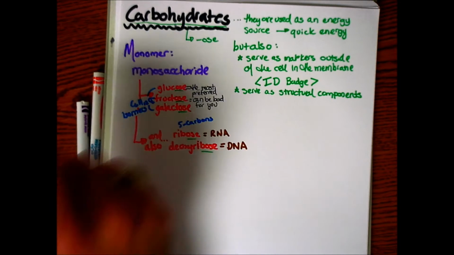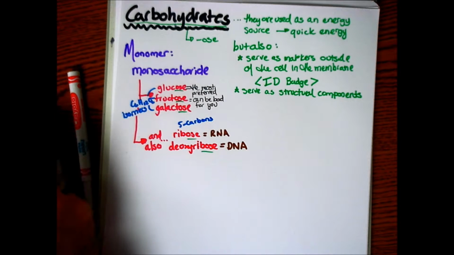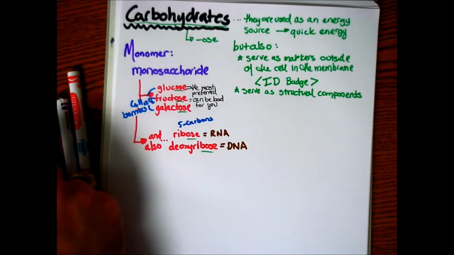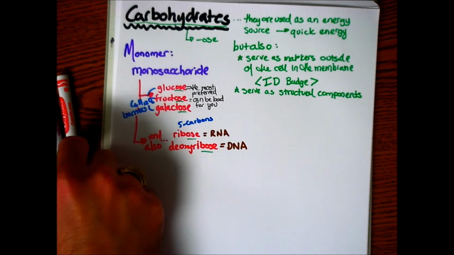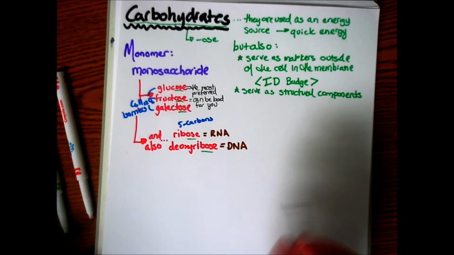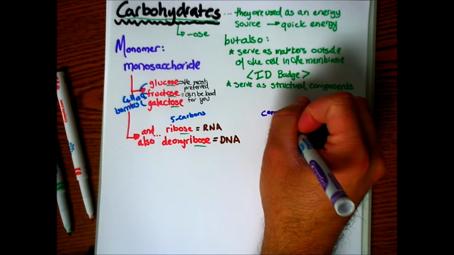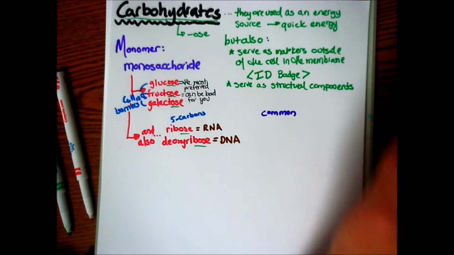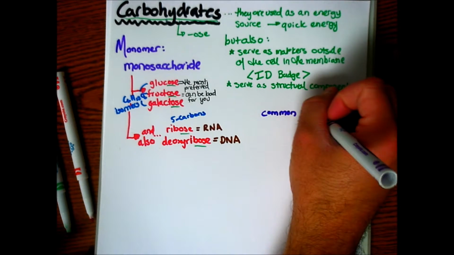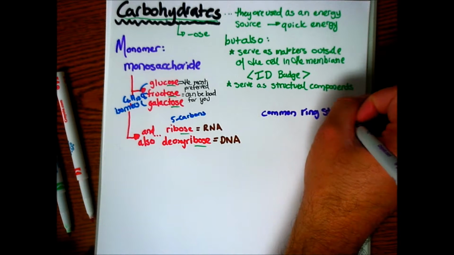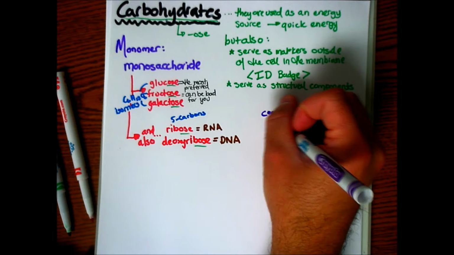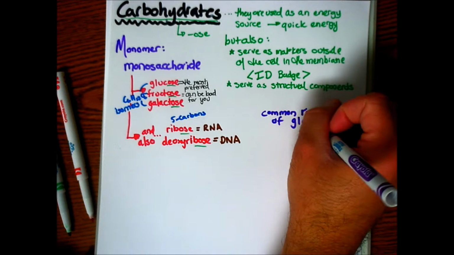When I draw carbohydrates, I oftentimes draw them in their naturally occurring shape. When we draw chemicals normally, we draw them in a line form because that's easier for us to do, but the common form of these monosaccharides is actually a ring shape. So I'm going to draw out the common ring structure of glucose, because glucose is the preferred sugar, and I want you to see how I draw out those ring shapes.